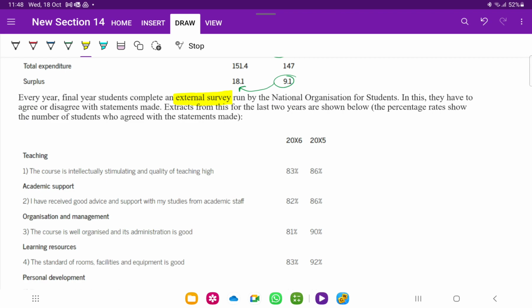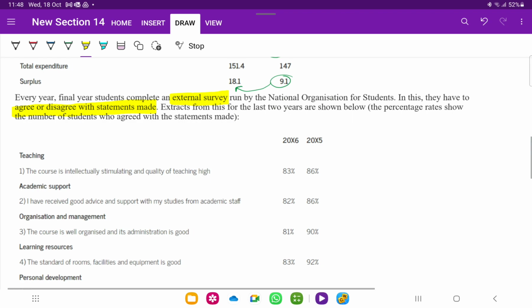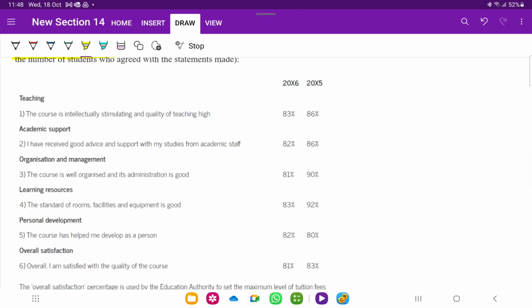So in the external survey run by a national organization, students have to agree or disagree with the statements made. Extracts for the last 2 years are shown below. The percentages show the number of students who agreed with the statement, right? The first one, this is actually 2005 to 2006: the course is intellectually stimulating and the quality of teaching is high. This has been reduced, right? So intellectual stimulation has been reduced, and quality of teaching has been reduced.